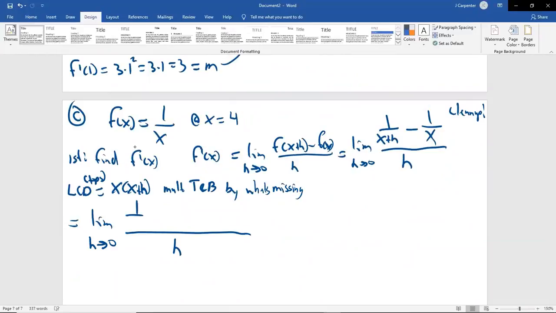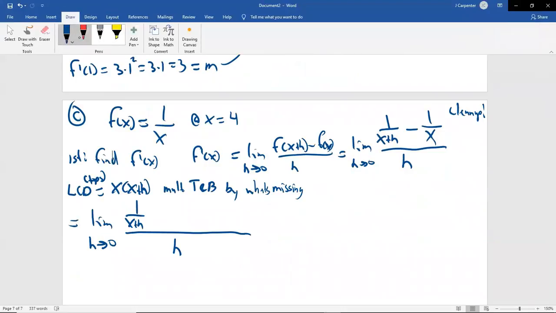The 1 over x plus h needs to multiply top and bottom by x. That's the missing factor from the LCD. That's how we get LCDs. That's the more normalized way of doing things. LCD is the product of everything, x plus h and x. So that was the first one. Then for the second one, minus, here's our 1 over x.